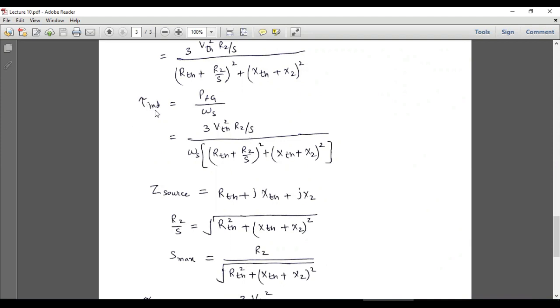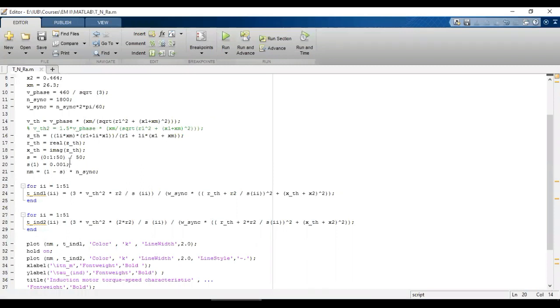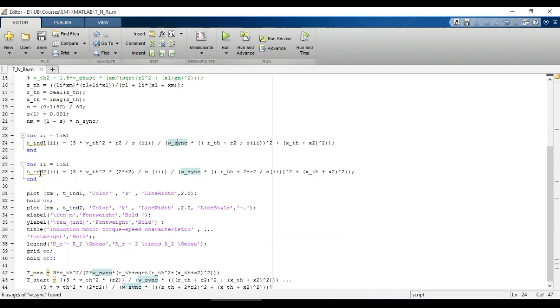Otherwise this induced torque value will be undefined. So we are sweeping this slip term from 0.001 to 1. Okay, so this is the mechanical speed, which is 1 minus s into ns. So this is the loop which is calculating the induced torque, and here we can see expressions for V Thevenin, R2 over s, omega s, and other quantities. And the second calculation is that of the induced torque for double the value of the rotor resistance. Here we have resistance R2, here we have the resistance of 2R2.